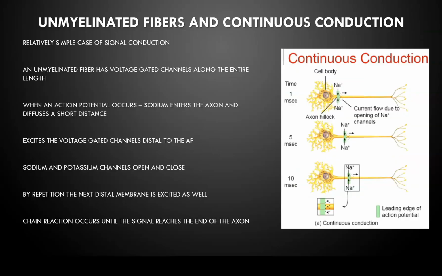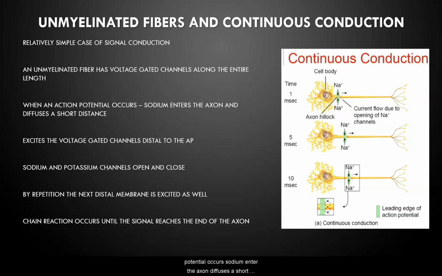Okay. So in unmyelinated fibers, this is called continuous conduction. It's a relatively simple case. Note, this action potential does not travel along the axon. Rather, what's happening here is that one action potential stimulates the production of another action potential. Okay, so an unmyelinated fiber has voltage-gated channels along the entire thing.